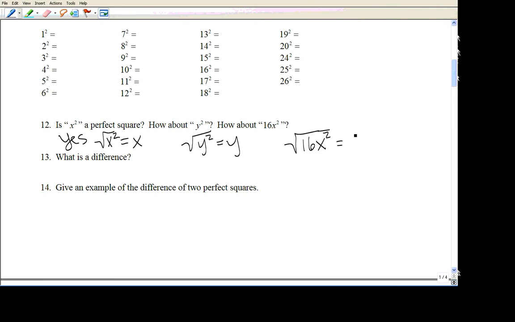Well, the square root of 16 is 4, and 16 is a perfect square. And the square root of x squared is x. So 16x squared is also a perfect square. So x squared, y squared, and 16x squared are all perfect squares because we can take the square root of them nicely. So what is a difference? Of course, you've heard of a difference before. It's just whenever you are using subtraction. But for a difference of two squares specifically, it would be a polynomial of the form a squared minus b squared, which could be written as the product of a plus b times a minus b. And if you want to look at that definition in your book, that's on page 336.